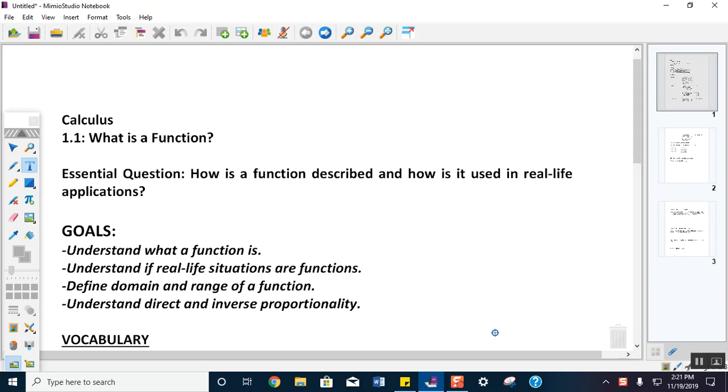We are going to discuss derivatives. We're going to discuss integrals throughout this whole year, but without a basic understanding of functions, we can't do anything. So really the first thing we need to establish this trimester is what the heck is a function? Now, in other classes you've talked about the definition of a function before.